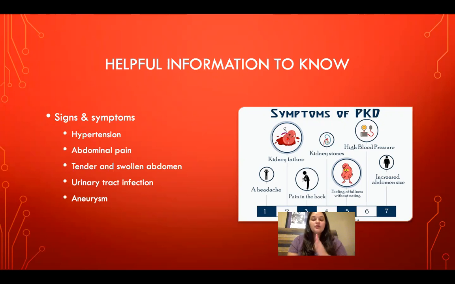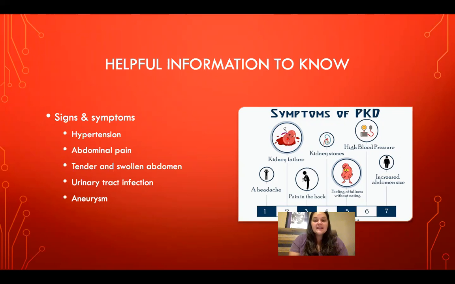So when you do have acute pain, it's probably caused from a cyst rupturing or hemorrhaging, or you can have a cyst that's infected or a kidney stone. You also have to be careful with aneurysms. An aneurysm is a ballooning and weakening area in an artery.